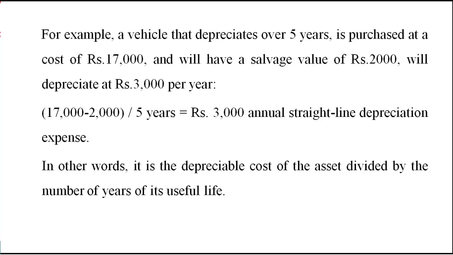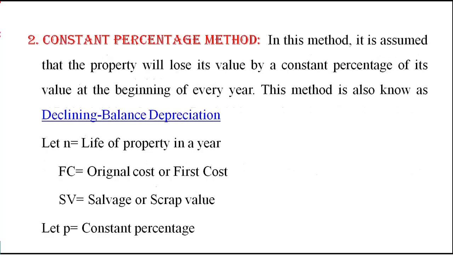Now, what you have to do is take the purchase cost, that is FC, minus salvage value SV, that is 2,000. So 17,000 minus 2,000 divided by small n, that is years, right? So you will be getting 3,000 annual straight line depreciation expense. In other words, it is the depreciable cost of the asset divided by the number of years of its useful life.